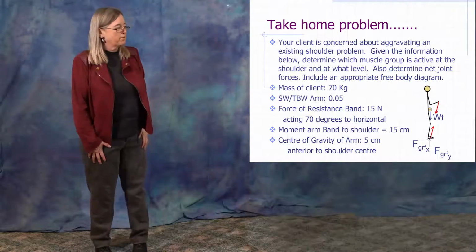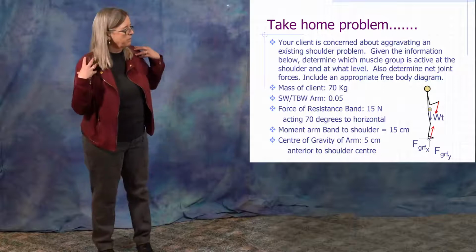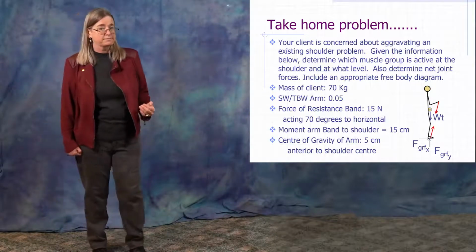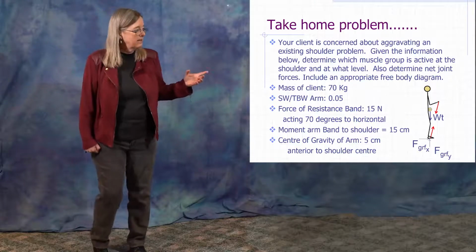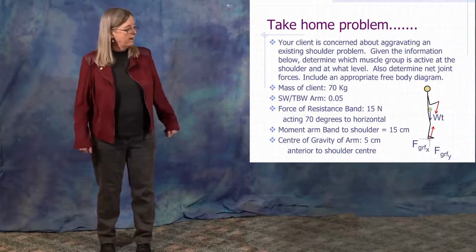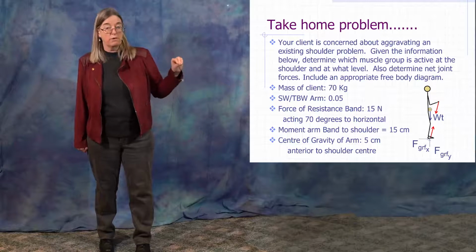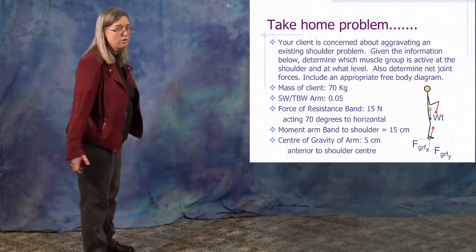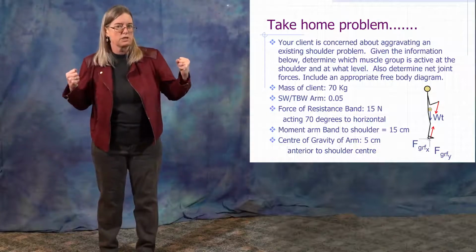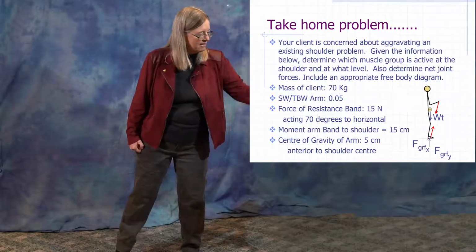So I'm going to leave you with this problem. Our client, who we're doing the biceps work with, is a little concerned about their shoulder problem. You want to figure out which muscle group is active at the shoulder, determine how much, and do a proper free body diagram. I'm going to leave that with you so that you can figure out what's happening at the shoulder at this instant in time. And again, we're talking static here. We're not talking highly dynamic movements, because then it wouldn't be an equilibrium. But in a static situation, what's happening at the shoulder? And we will see you next lecture.